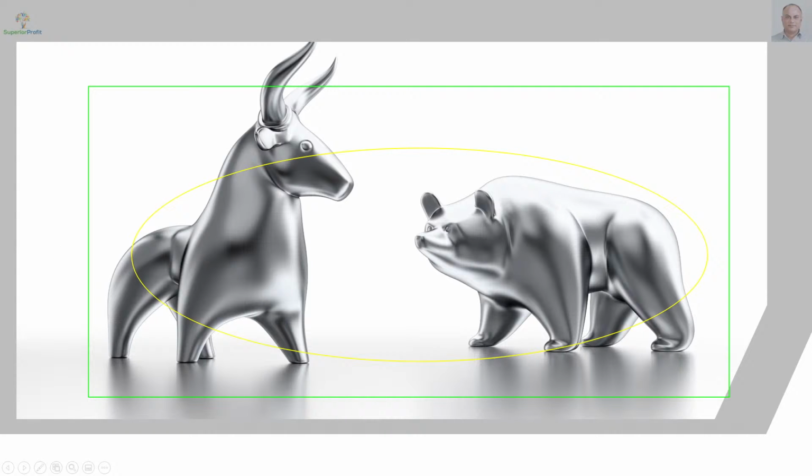Still, there is reason to be cautious, but there is no reason to be bearish. That is my view.